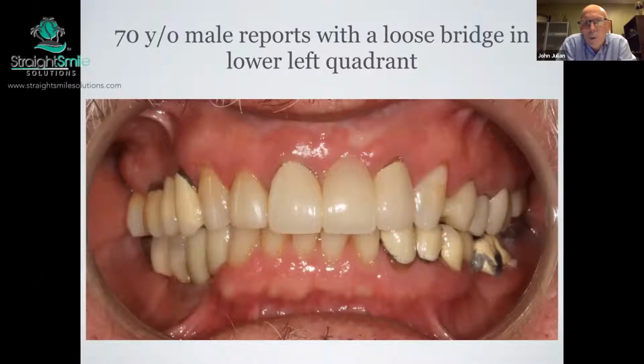A 70-year-old male reports with a loose bridge in the lower left quadrant. Now, he's got a dentist. He's been to his dentist recently. He had some work done in the upper anterior region. And when he came in with the bridge loose on the lower left, we asked him why.